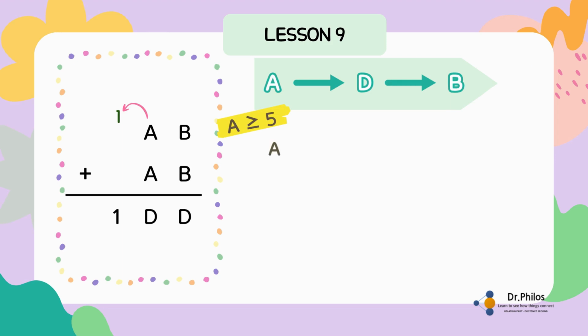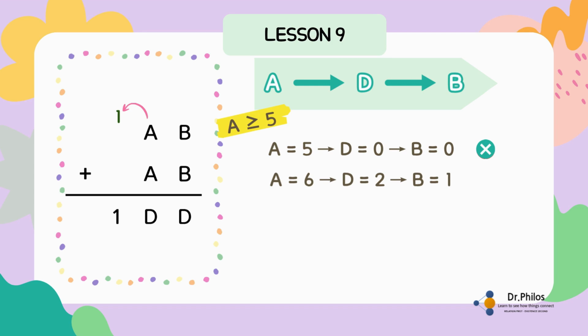When A is 5, D is 0, and B is also 0. They are the same, so we cross this out. When A is 6, D is 2, and B is 1. B and C are both 1, so this is out too.